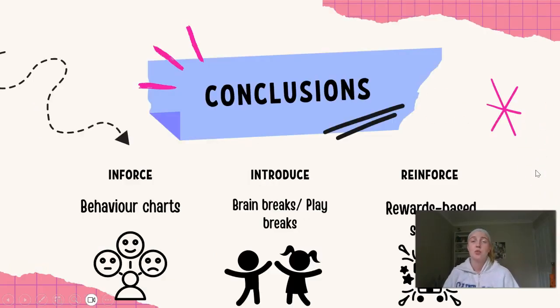So in conclusion, we need to make sure that we are enforcing, introducing and reinforcing those positive behaviors. Like I said, enforcing with those behavior charts, ensuring the children know what the right behaviors are, introducing those reward-based systems like play breaks and brain breaks, and then absolutely reinforcing with the whole school those reward-based systems such as school tokens.